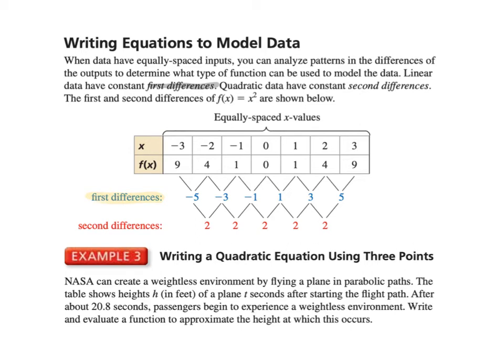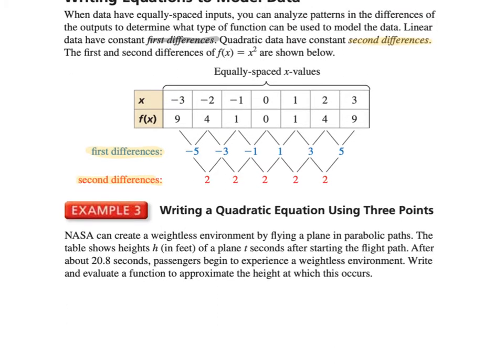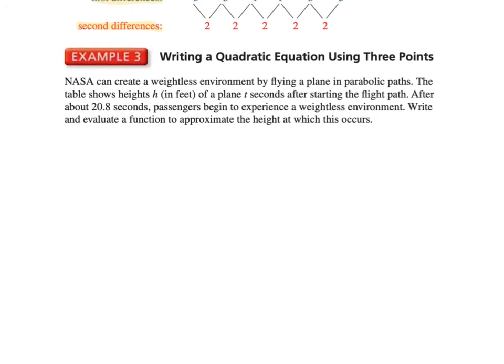Quadratic data have constant second differences. So if you take those differences and subtract them again, and they're all the same, then your data is a quadratic function. You notice that for f of x equals x squared, they did a t-chart. They did the first differences and the second differences, and the second differences were all 2's. That means that function is a quadratic function. So we can use a table to help us determine if a relation possibly has a quadratic relationship. So let's take a look.